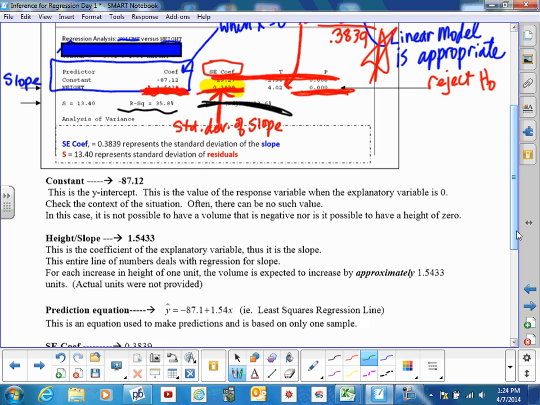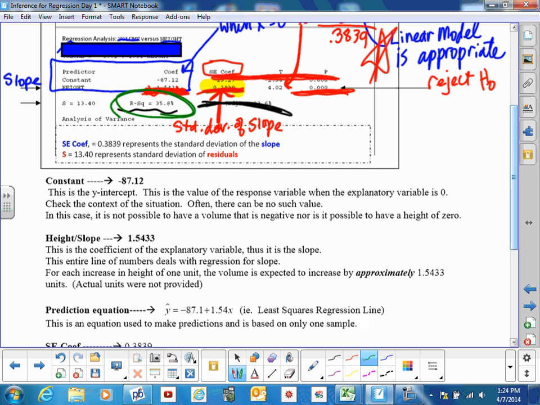You will be asked to give a verbal description of what this is saying, and that's 35.8% of the variation in volume can be explained by the changes in height.